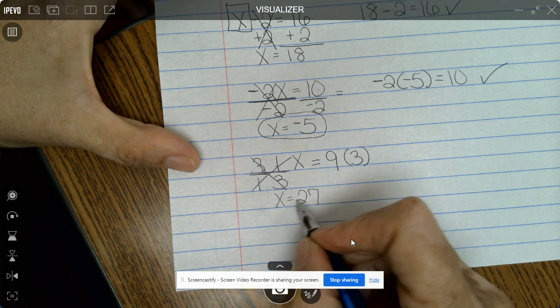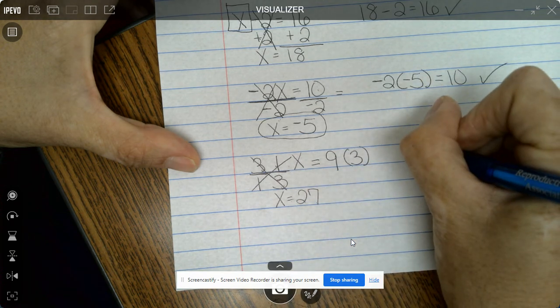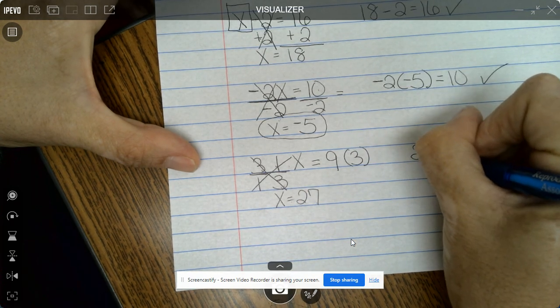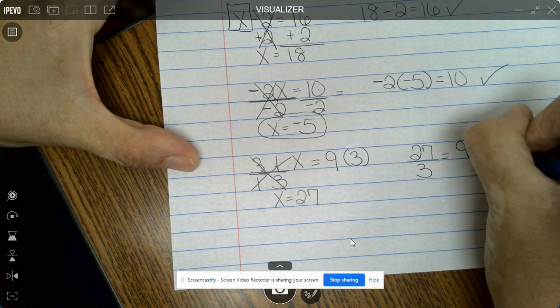If x equals 27, we're going to go ahead and substitute it back in here, and 27 divided by 3 equals 9. So we did that correct.